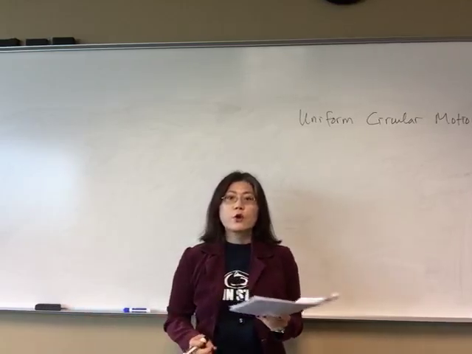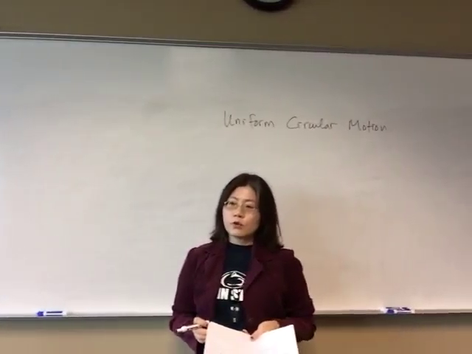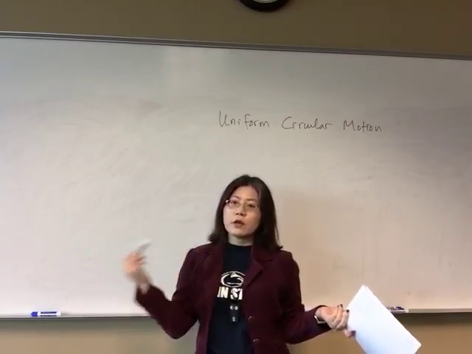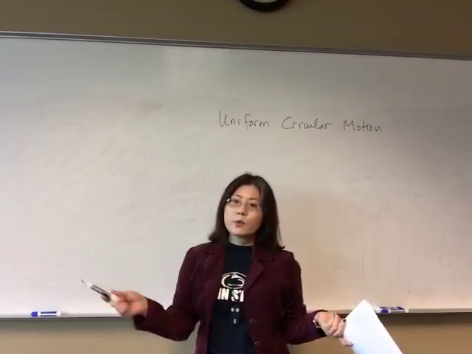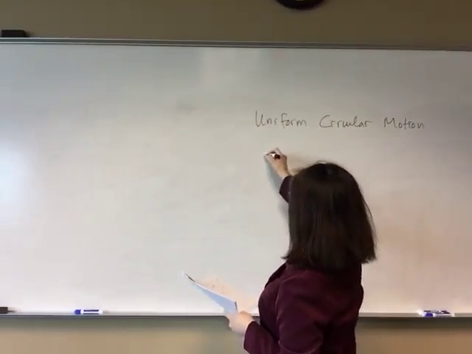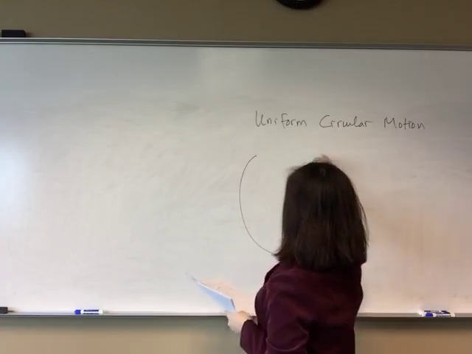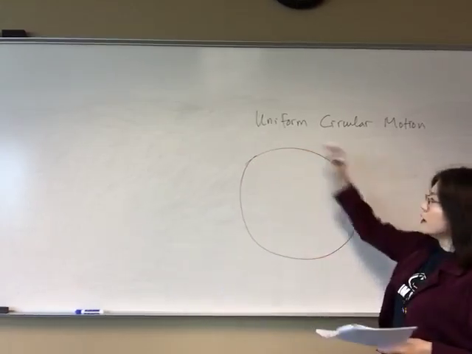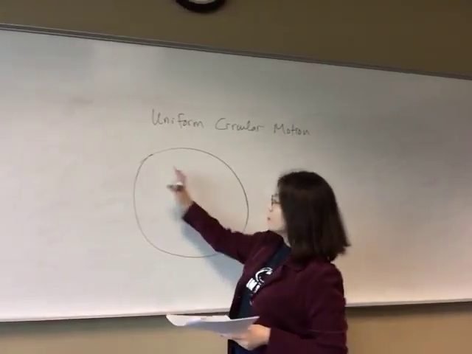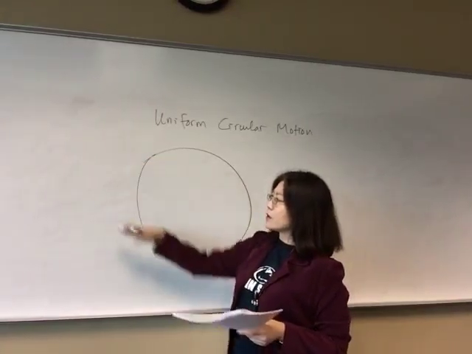Right, now we're going to talk about uniform circular motion. Let's say you have an object that's moving in a circle, so you can draw it like this. The object keeps moving in this circular motion, and it does not go outside this circle.